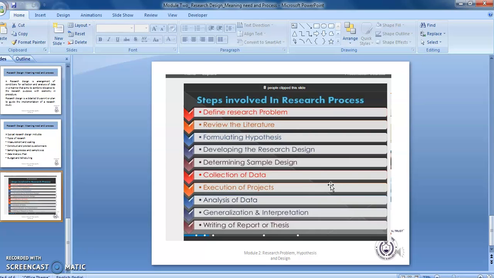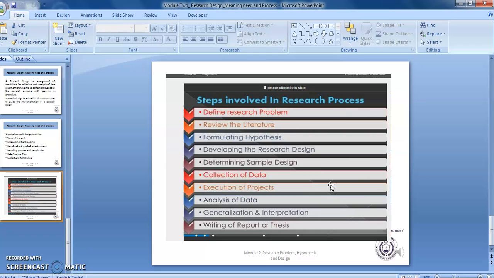Then comes the literature review, what other people have done about that same problem. And then formulating the hypothesis, which means the questions that you have about the problem. Developing the research design, which means the idea of what design you will have to undertake, whether it is going to be a survey based design, or whether it is going to be an experimental design. We will discuss it in the coming chapters. Determining the sample design, collection of data, execution of the project, analysis of data.